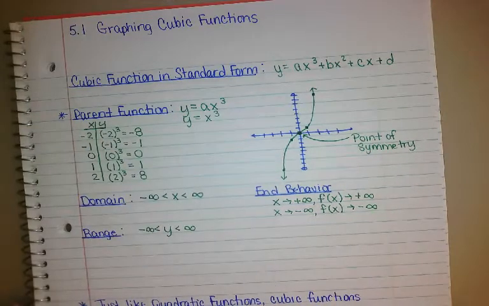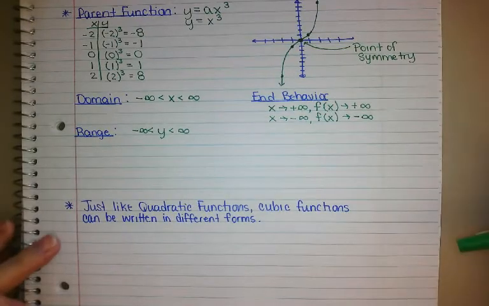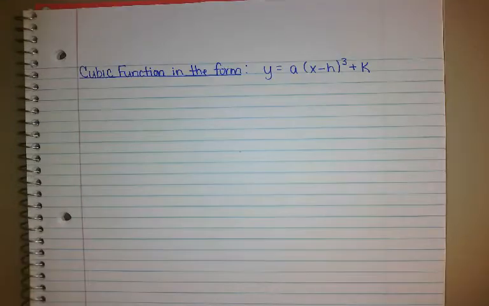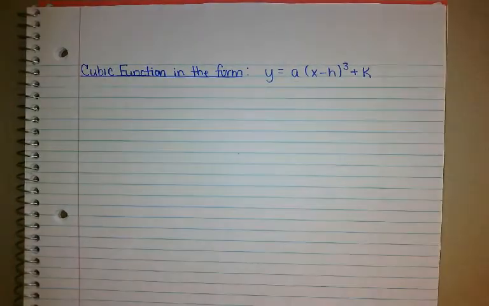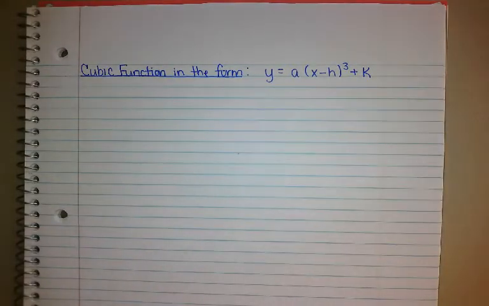Okay. All right. Now, just like a quadratic function, cubic functions can be written in different forms as well. So for example, if we look at a cubic function where it's in the form y equals a times the quantity x minus h cubed plus k, this looks really similar to vertex form of a quadratic. The only thing that's different is it's a cubic instead of a quadratic. But it still has the same characteristics.